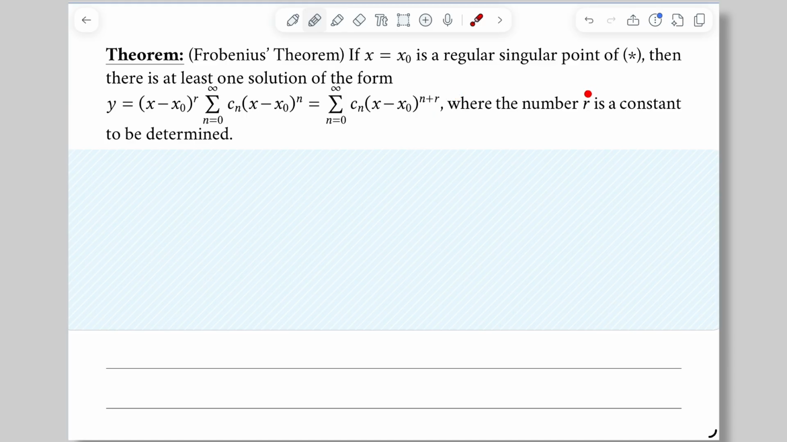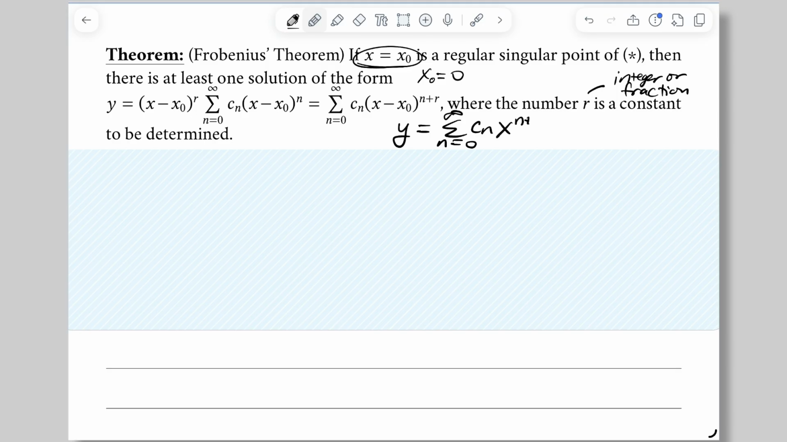r is a constant that we're going to figure out as we do our work, but I want you to think of r as an integer or a fraction, just some number. And because in our work x naught is going to equal 0, our starting point is going to be y equals the sum as n goes from 0 to infinity of c sub n x to the n plus r.